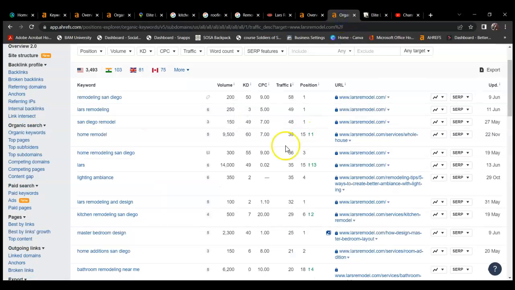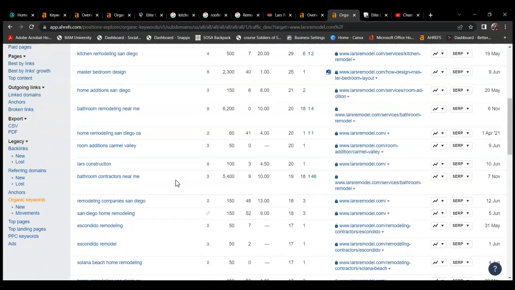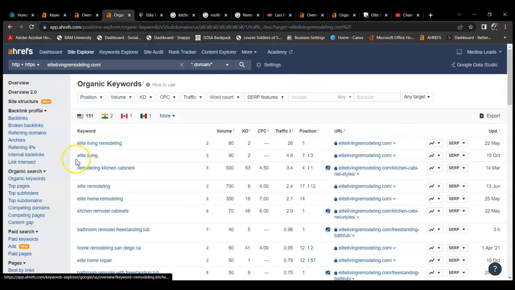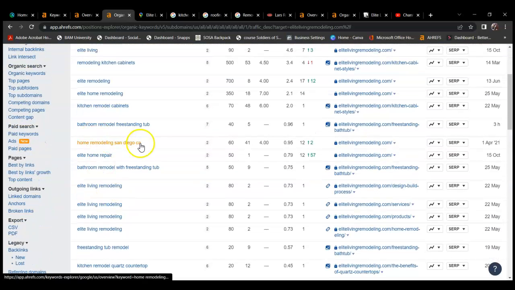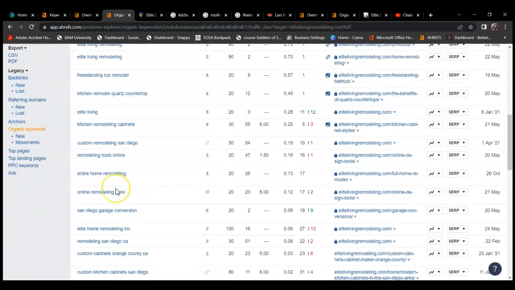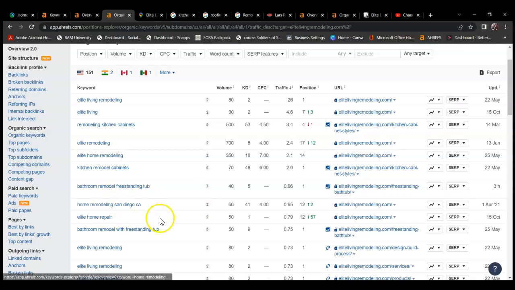If we take a look at the organic keywords that they are ranking for, they're ranking for a lot of those particular service keywords. I'm pretty sure you have those too. You have your name at the top. You're ranking for your name quite a bit, actually. But you want more of those service keywords, because when someone is actually looking to remodel, they're going to look for service keywords, like remodeling kitchen cabinets, for example, not the company name. So it's really important to take that into consideration.